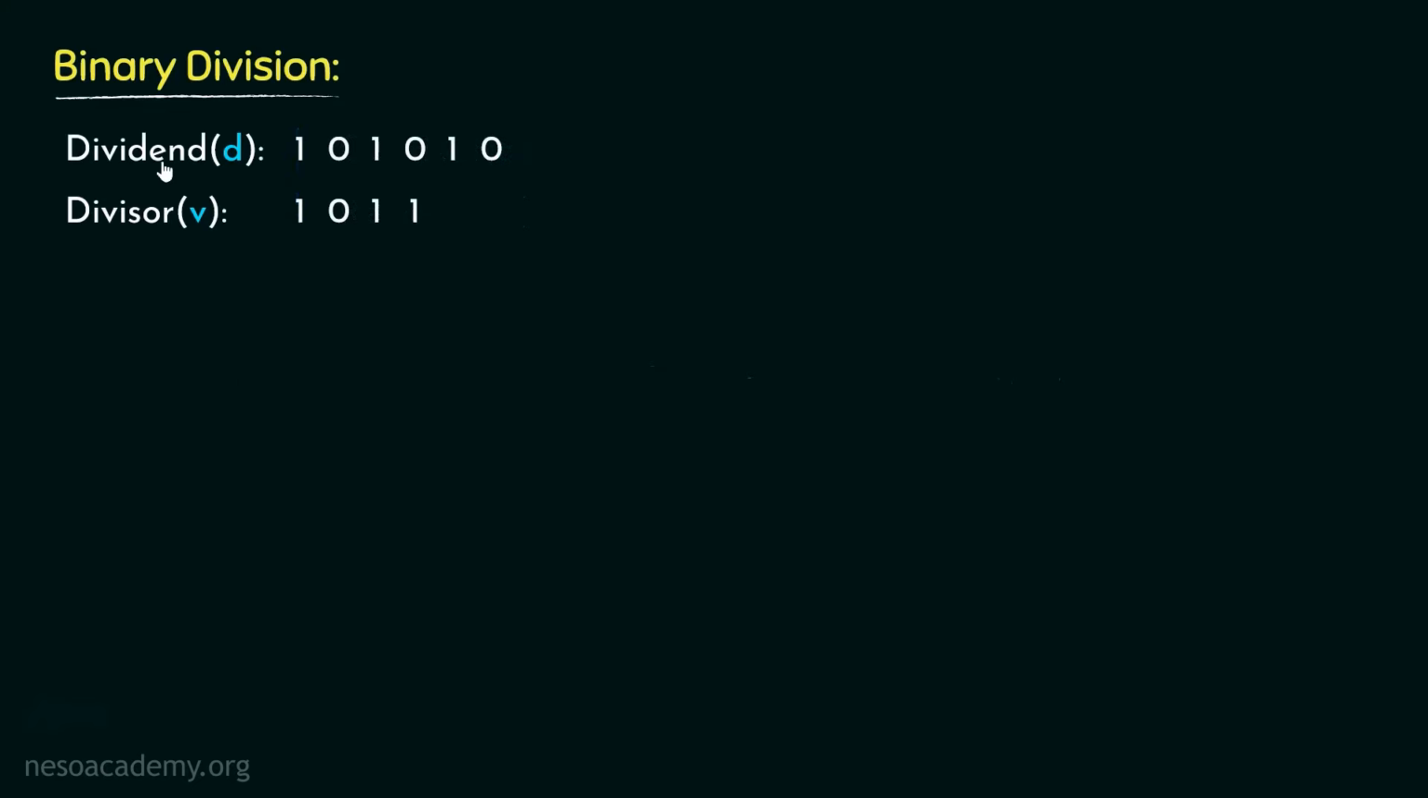Say we have chosen the dividend D as 101010 in binary, which in decimal means 42. Now in case of the divisor, we have chosen the value 1011, which in decimal is 11. So let's perform the division now. Observe, the divisor is of 4 bits, whereas the dividend is of 6 bits.